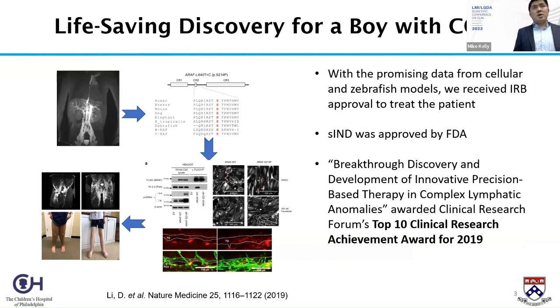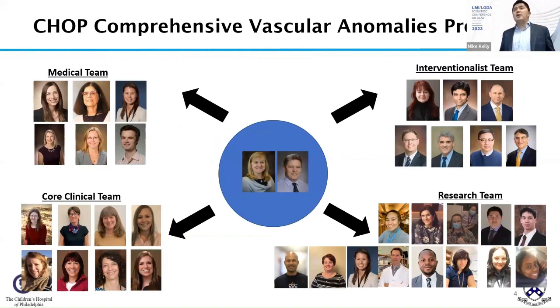Through the cellular model with primary lymphatic endothelial cells and the zebrafish, because ARAF is involved in the MAP kinase pathway, we tried trametinib, which is the inhibitor of the pathway. After we confirmed the inhibitor in our assays, we successfully applied it to one of the patients, and as you can see here, the patient significantly improved his clinical symptoms, with whole lymphatic remodeling and reduction of the lymphedema.